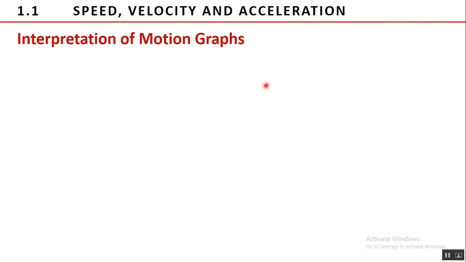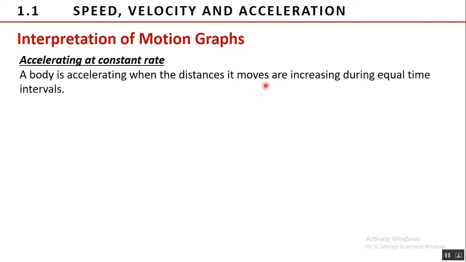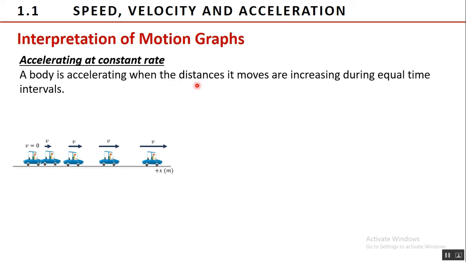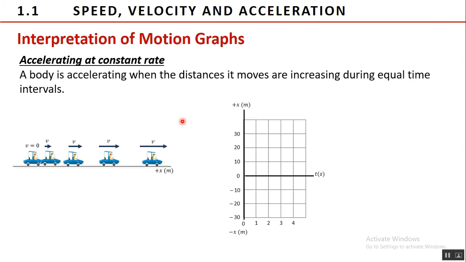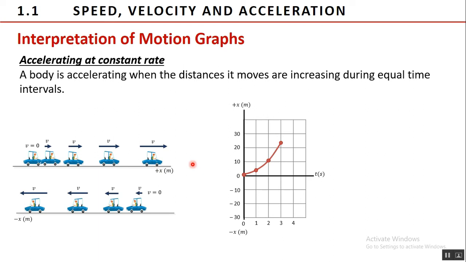Now for accelerating at a constant rate. A body is accelerating when the distances it moves are increasing during equal time intervals. The position time graph shows a parabolic curve with increasing slope. Since this car is moving toward the positive x-axis, the curve is drawn above the timeline. But if it is moving towards the negative x-axis, the curve is drawn below.